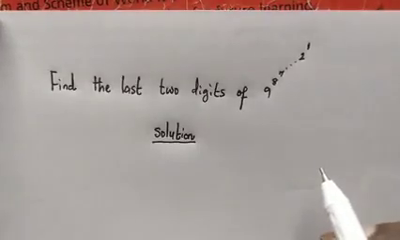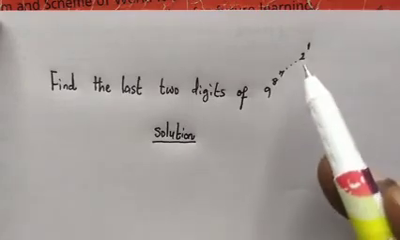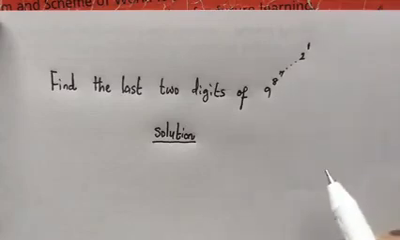Today we have this interesting number theory problem. We're asked to find the last two digits of 9 raised to the power of 8, raised to the power of 7, raised to the power of 6. This power continues up to 2, then raised to the power of 1. Interesting, right? And we know that this number is crazily large, right? So how exactly are we going to solve this problem?